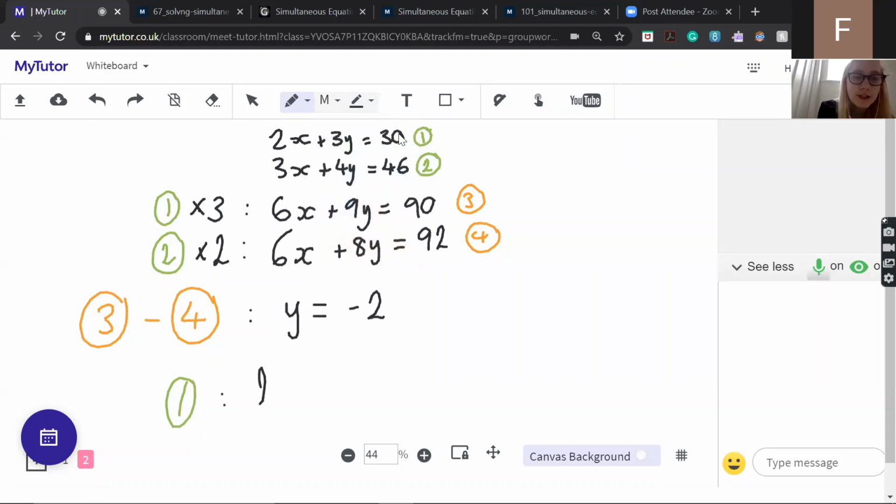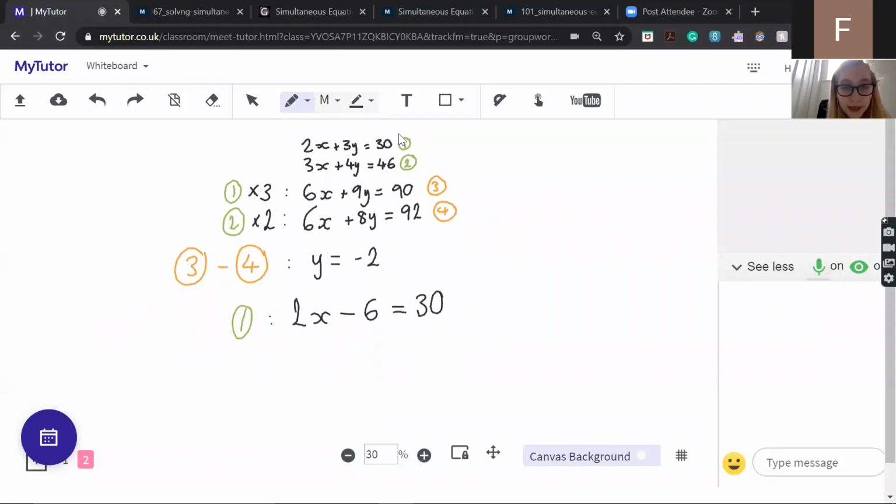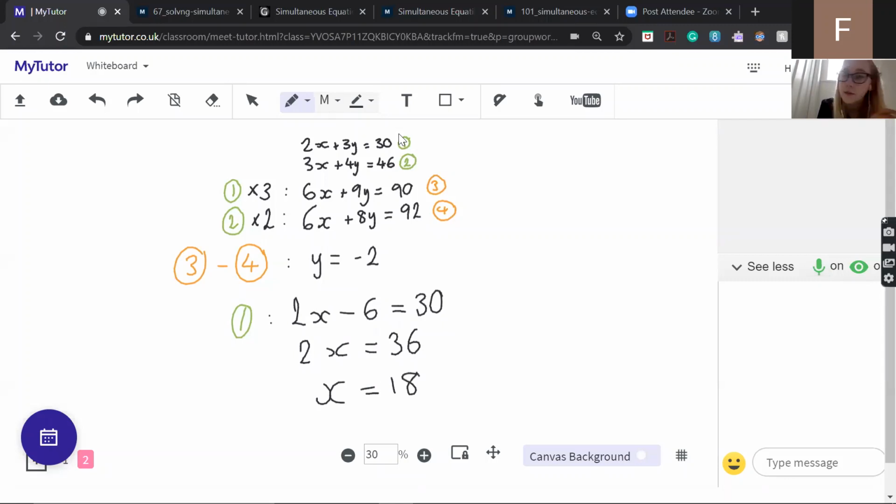And see that this gives me 2x plus 3y, so that's going to be minus 6, because it's 3 times minus 2, equals 30. And then adding 6 is going to give us 2x equals 36. So dividing by 2 gives us that x is 18. Hey, for an example I came up with, they were actually whole number answers. Pretty pleased with that. So x equals 18 and y equals minus 2 for this one.